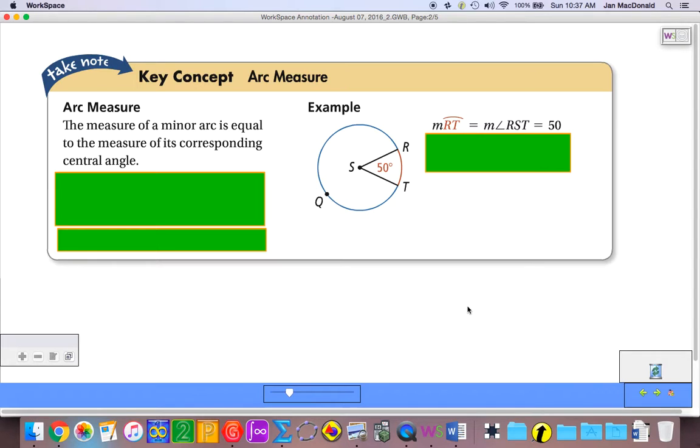The measure of a major arc is the measure of the related minor arc subtracted from 360. So what would be the measure of major arc TQR? Well, 360 take away 50 degrees is 310. So the measure of major arc TQR we expect to be 310 degrees.